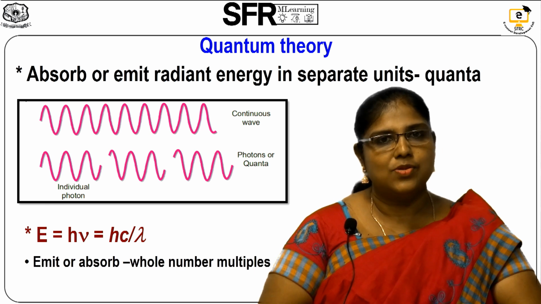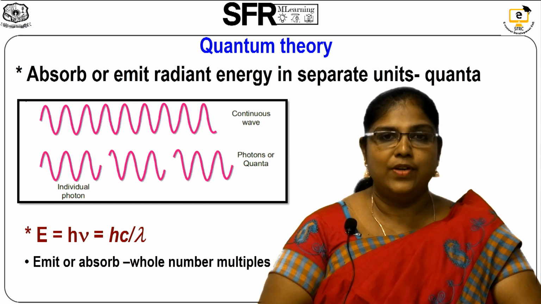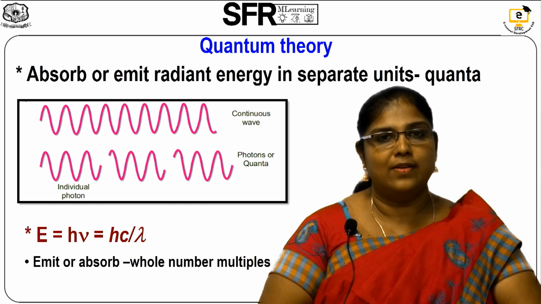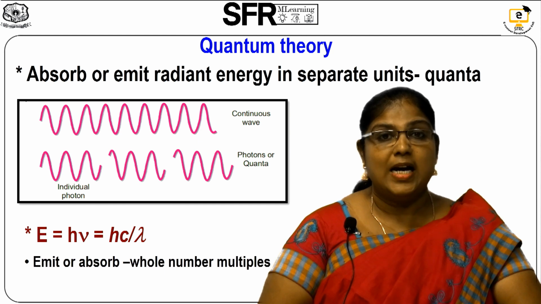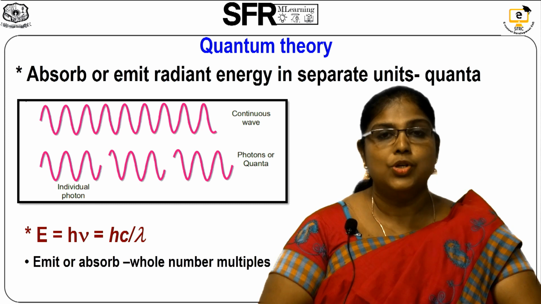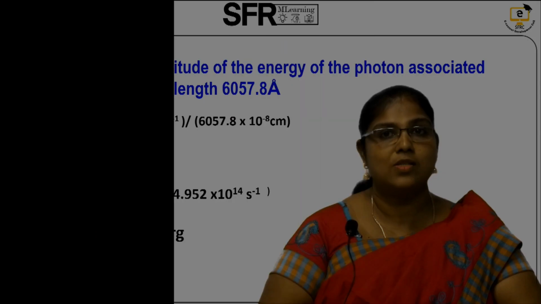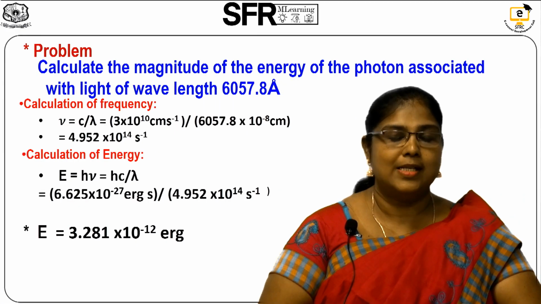The energy associated with each photon is calculated by E is equal to h nu, and we know that nu is equal to c by lambda, so when we substitute we have E is equal to h c by lambda. Here h stands for Planck's constant, c for the velocity of light, and lambda for the wavelength of the radiation. The black body emits radiation as either 1 h nu, 2 h nu or 3 h nu, and you won't have any fractional values. That means it emits or absorbs radiation only as whole number multiples and not as fractions.